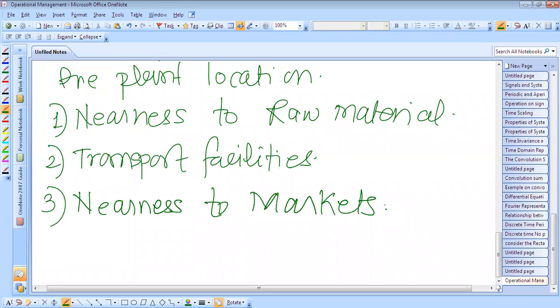And moreover, a plant nearer to the market can catch a big share of the market, and can render quick service to the customers. That is the reason nearness to the market plays a very important role. It is one of the factors for the selection of the plant location. Next is the availability of labor.